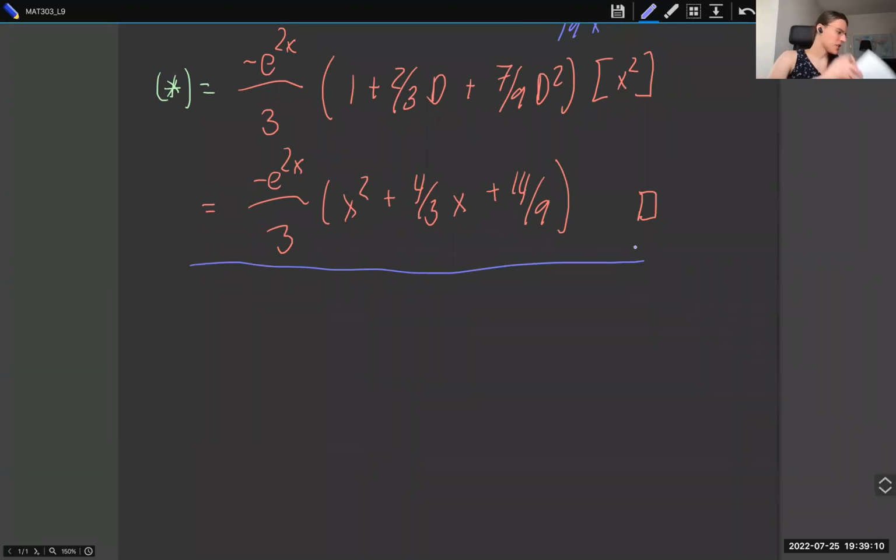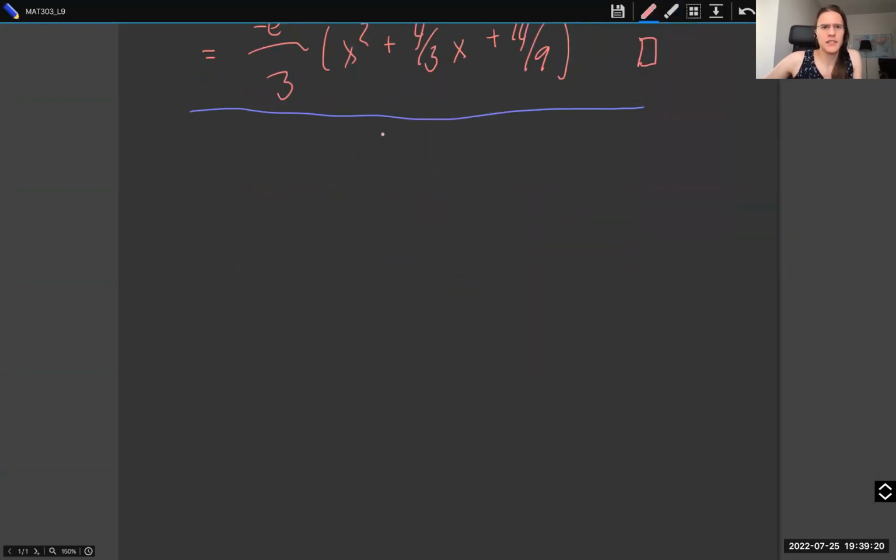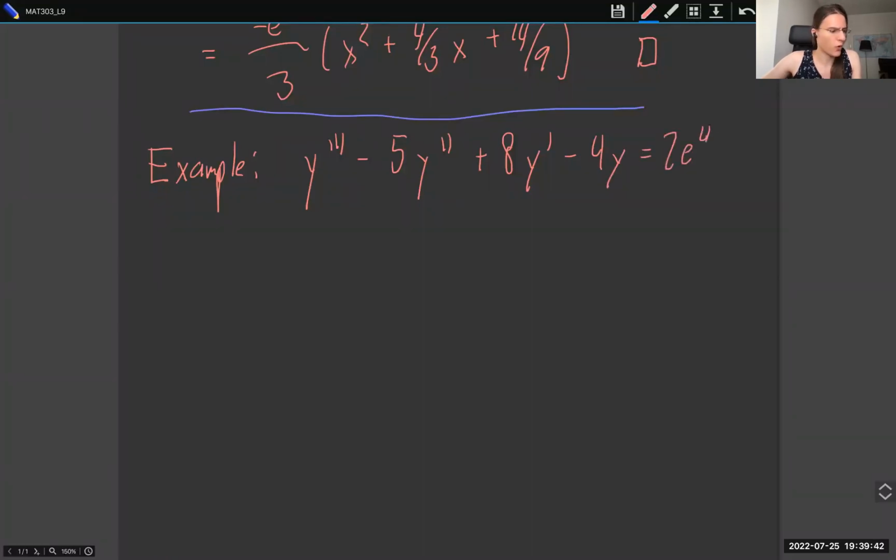Now I'm going to mention something that I actually don't think is that useful in the long run. But anyway, we could do polynomial long division and it works, but instead of doing polynomial long division, you could do something else. Let's say you have something like y triple prime minus 5y double prime plus 8y prime minus 4y is equal to 2e to the 4x times x.